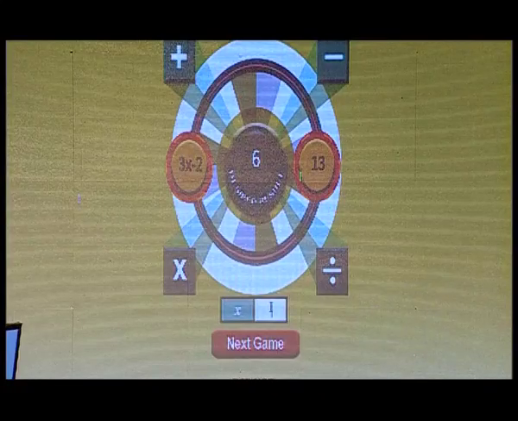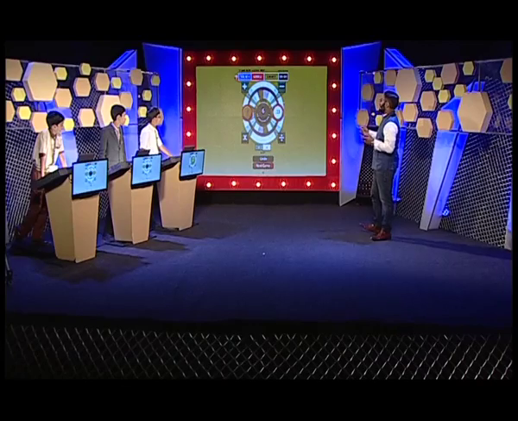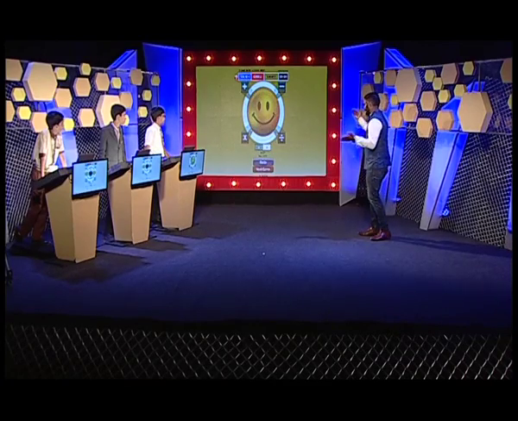I made the x value equal to 3. 3 is what you did. So 3 into 3, 9 minus 2 is 7. 13 minus 7 will give you 6. Well done, well done. Best of luck to you guys at home.